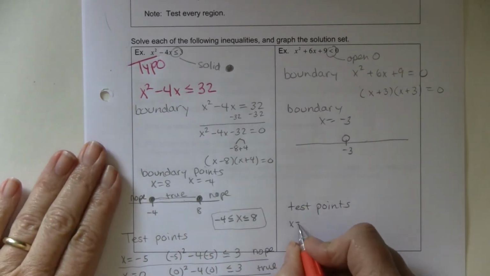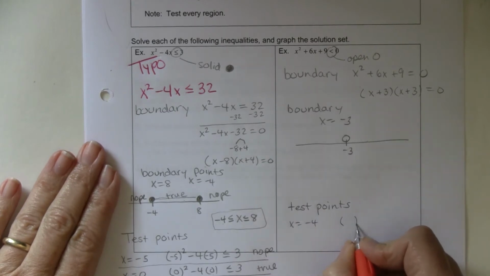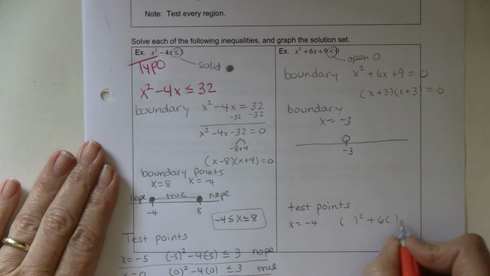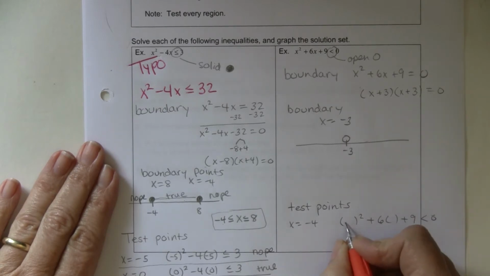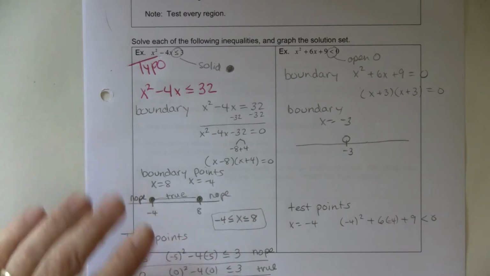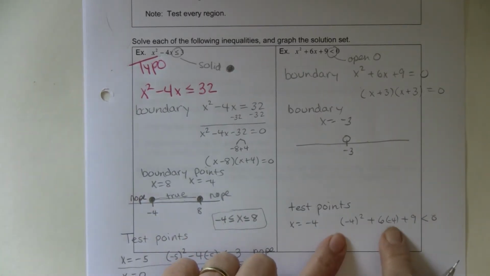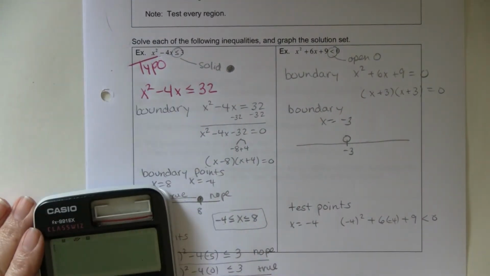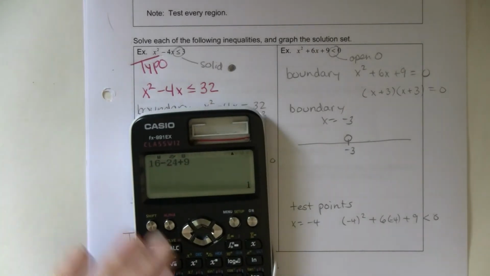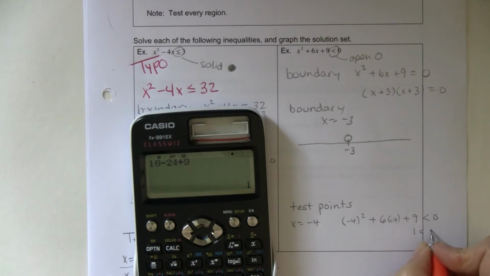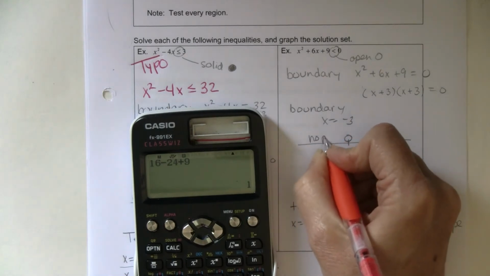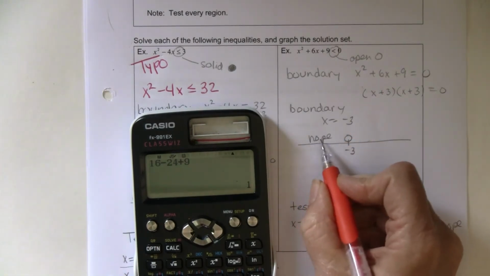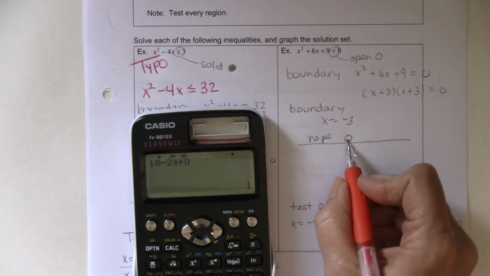So maybe I'll test x equals -4. In the original inequality, x squared plus 6x plus 9 is less than 0. So in -4 goes here. So when I do that, I get 16, take away 24 plus 9. I'm going to use my calculator. 16, take away 24 plus 9 is 1. And so this is saying that 1 is less than 0. And that's not true. That's a nope. So there's no solutions over here smaller than -3. -3 is not a solution.